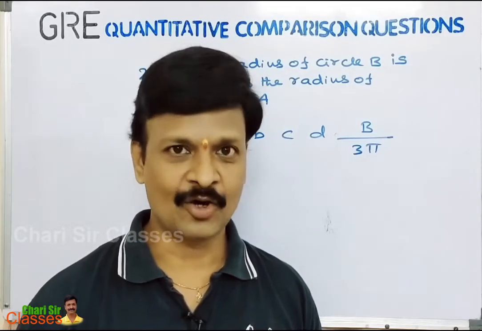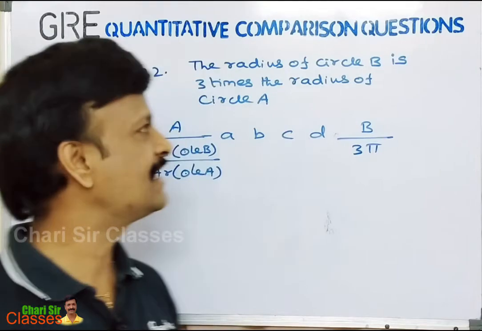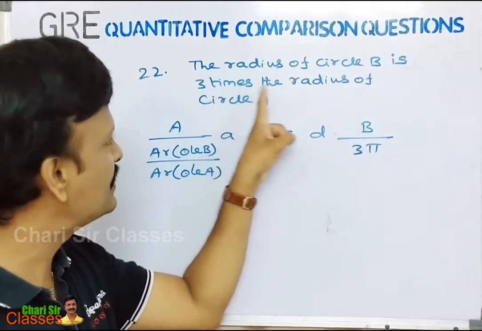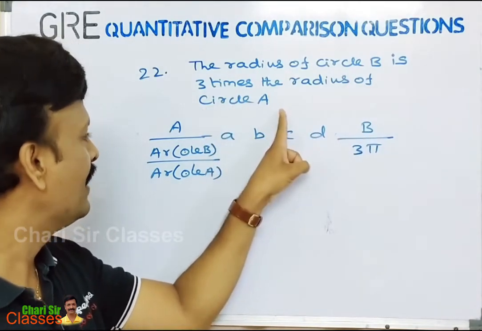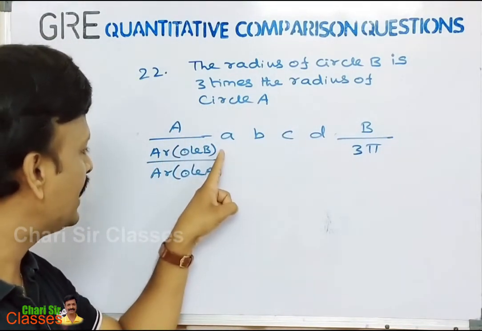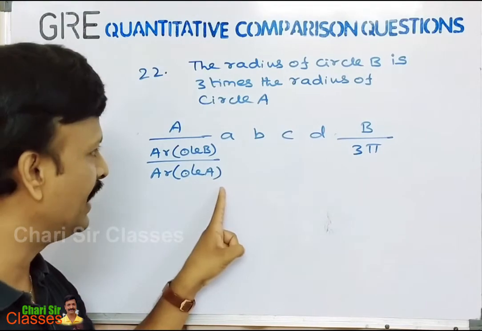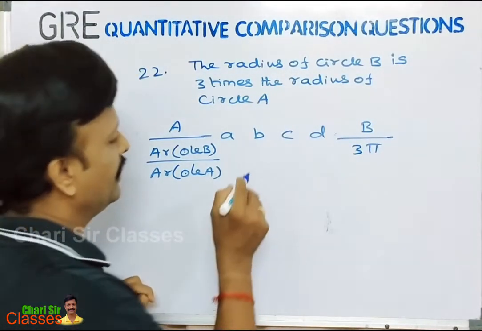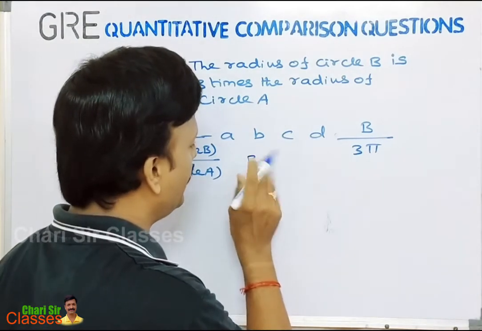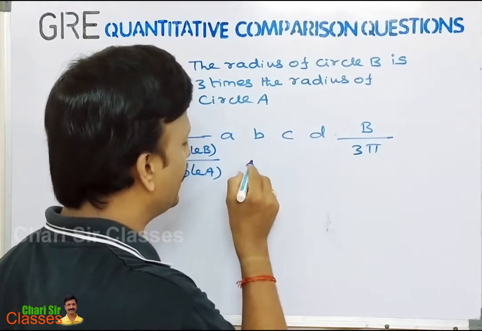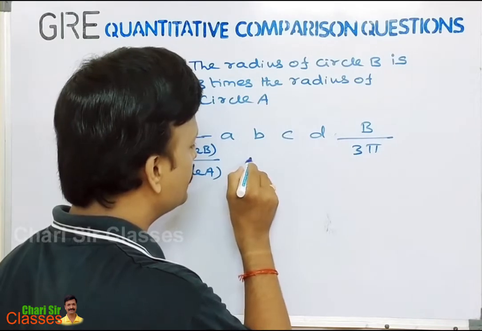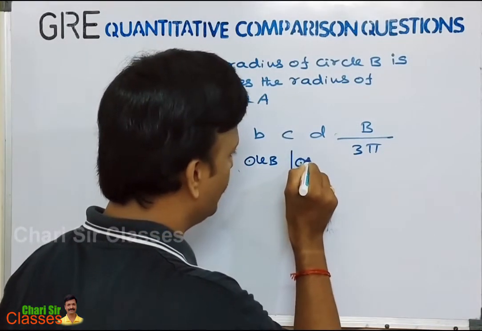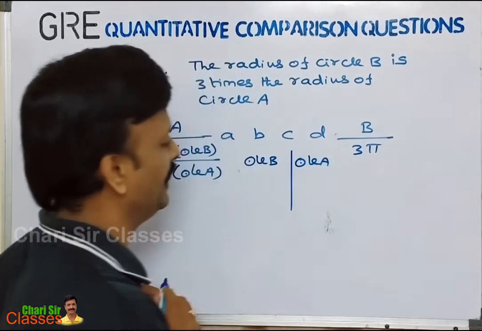22nd question is a geometry question. Here some conditions are given, that is the radius of circle B is 3 times the radius of circle A. Then quantity A is area of circle B by area of circle A, and quantity B is 3 pi. For circle B and circle A, we take the radii like this.